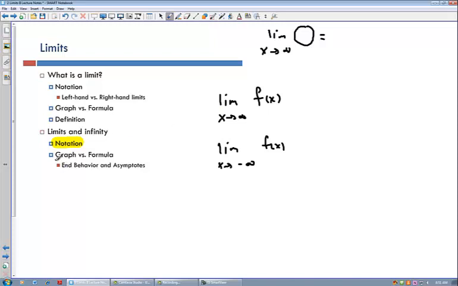We talked a little bit about the graph and the formula and how this relates to end behavior and asymptotes. End behavior is basically what happens in the end. What happens as you go to infinity? What happens as you go to negative infinity? What happens on the very left-hand side? What happens on the very right-hand side? And we talked about these vertical asymptotes and horizontal asymptotes.